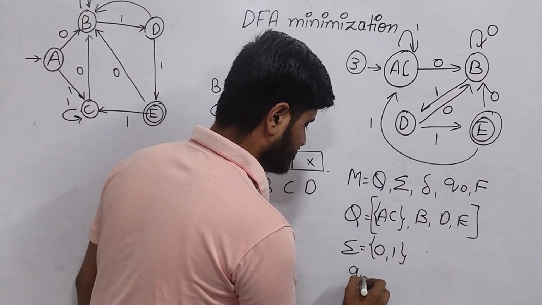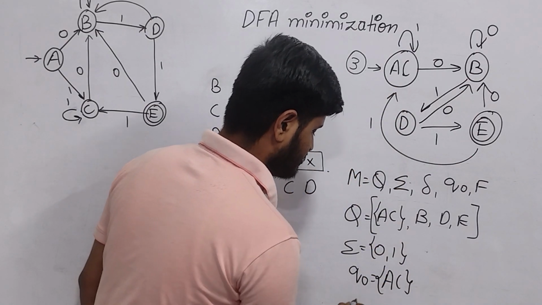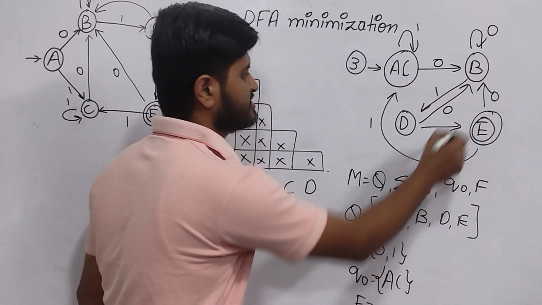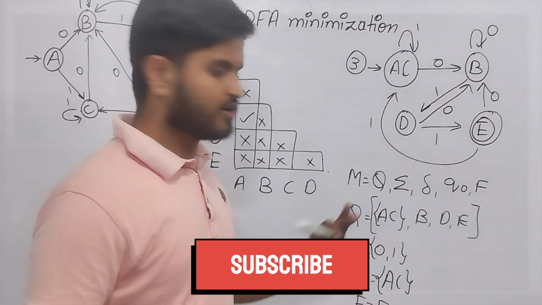Now Q0 means initial state. Which is the initial state? AC. Next, F means final state. What is the final state? Capital letter E. So this is the end of the problem.